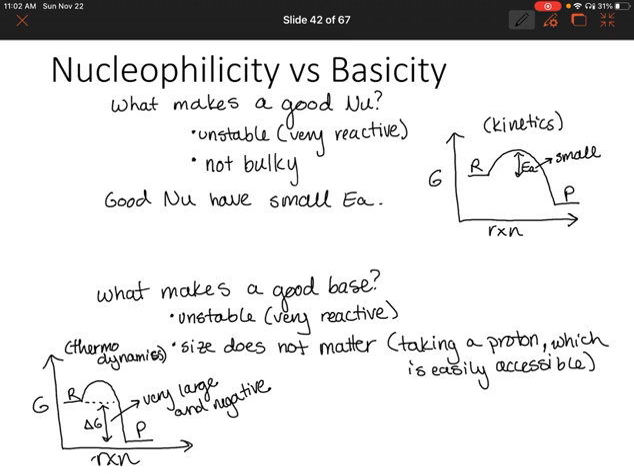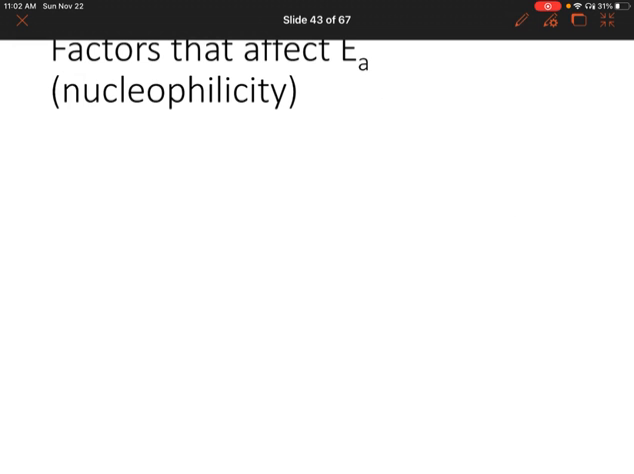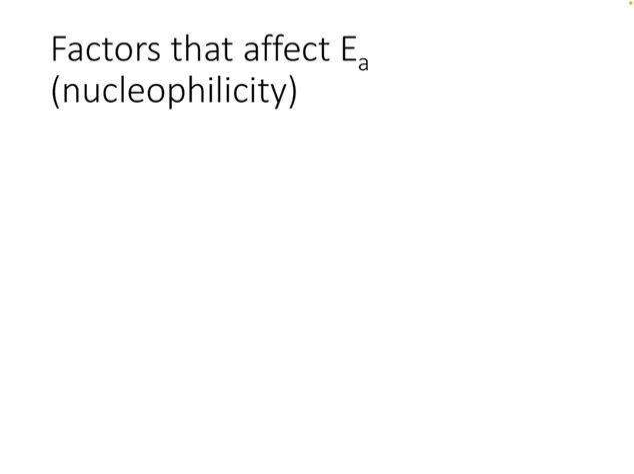So now let's talk about nucleophilicity in a little bit more detail. So we're going to kind of think about the activation energy, or kinetics. All right, so let's compare three different nucleophiles. Let's compare OH minus, and then let's say we have an oxygen connected to a tert-butyl group. And finally, let's say we have an oxygen connected to a methyl group. So which one of these nucleophiles would be the best nucleophile?